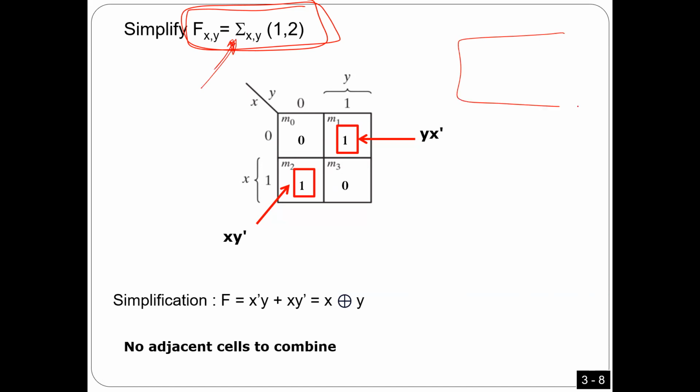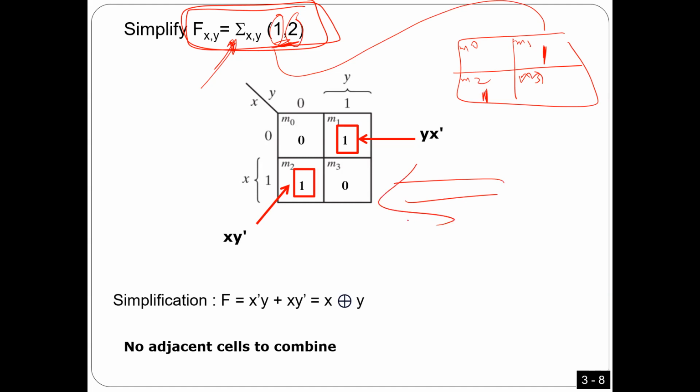If this is the map I have, I told you this is M0, and this one is M1, M2, and M3, right? So here I'm telling you these are the minterms. I have a 1 at this minterm, so I have to put 1 here. Also, I have 1 at minterm number 2, so I have to put 1 here. So this is how the map should look. Is that okay? Two steps. Number 1, you have to represent the function in the map. Number 2, you have to group and simplify from the map itself.